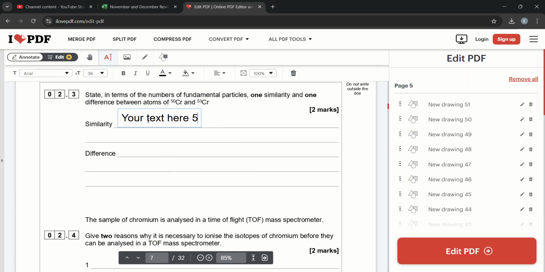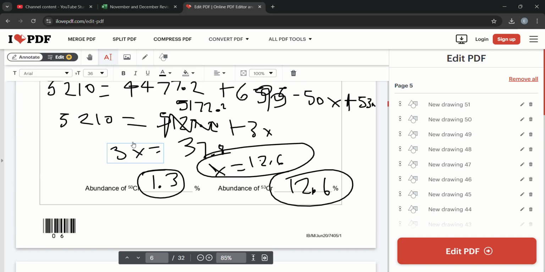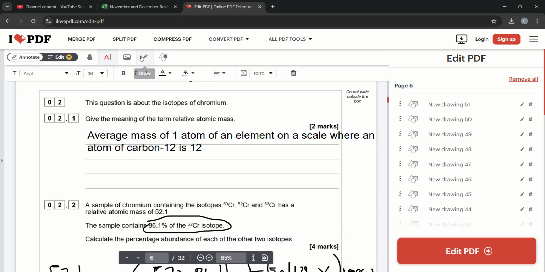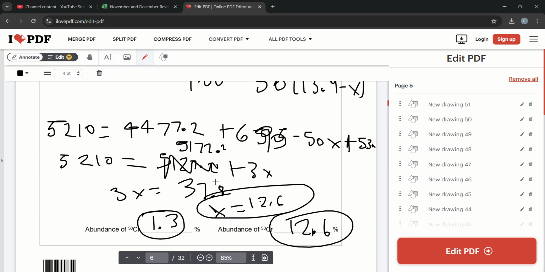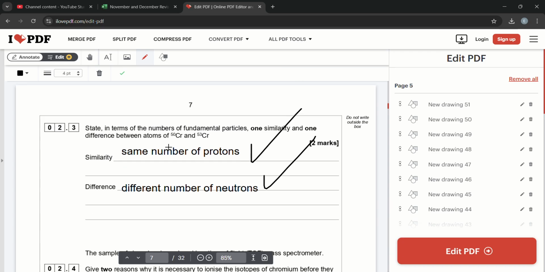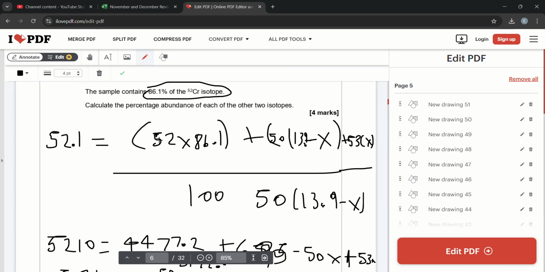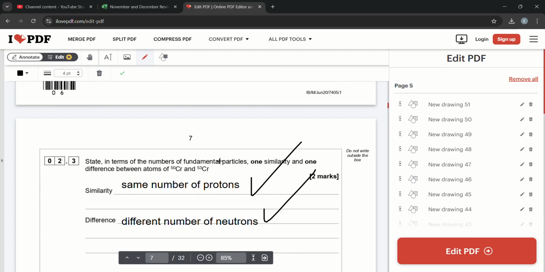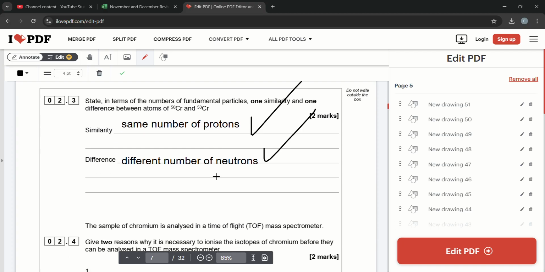So one similarity between these two: same number of protons, different number of neutrons. We already know the definition of isotopes: atoms of the same element with the same number of protons, different number of neutrons. So if you just realize they're isotopes, you get these 2 marks.